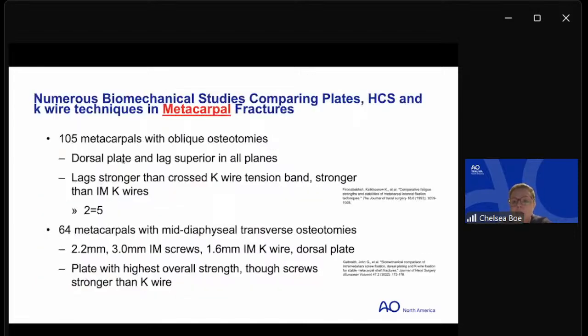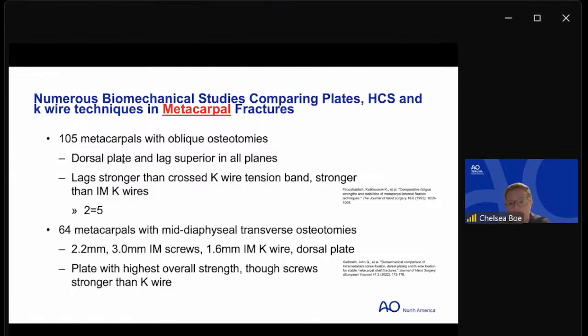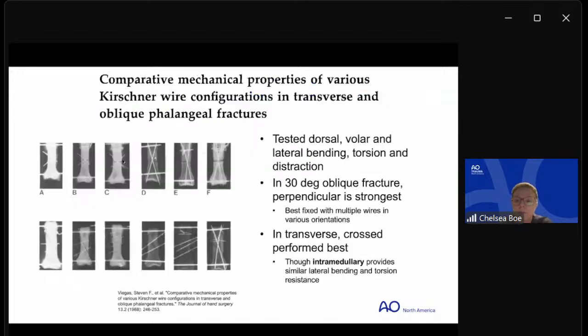As intramedullary fixation of the metacarpals has gained popularity, further clarity has come from the consistent outcomes in repeated biomechanical studies. Dorsal plating represents the strongest construct, followed by intramedullary screws of appropriate size, followed by K-wire fixation. But all constructs far exceed the strength for physiologic loading for early motion.